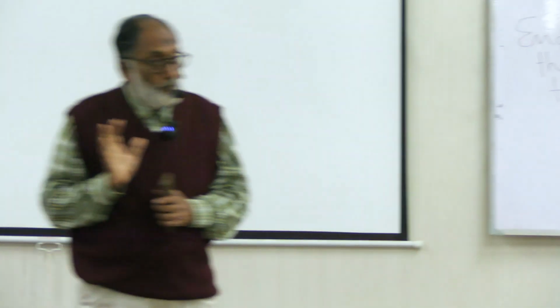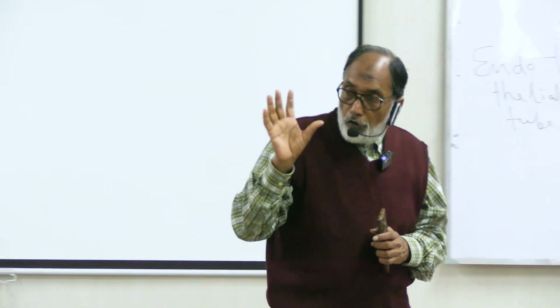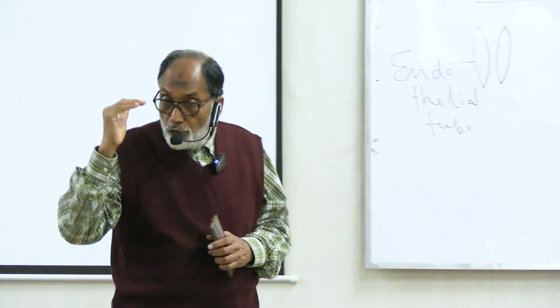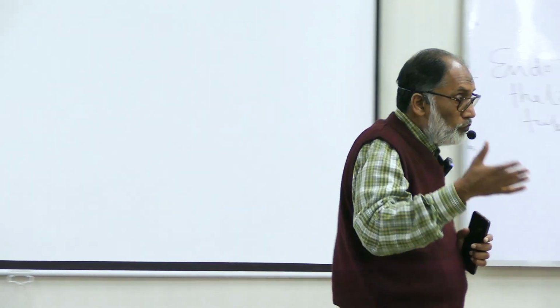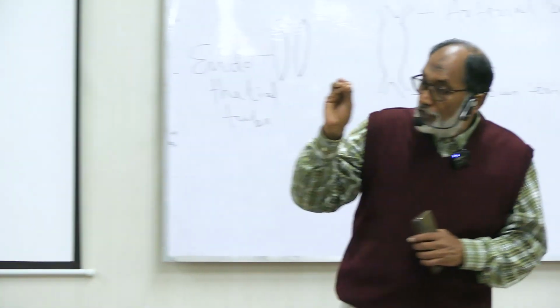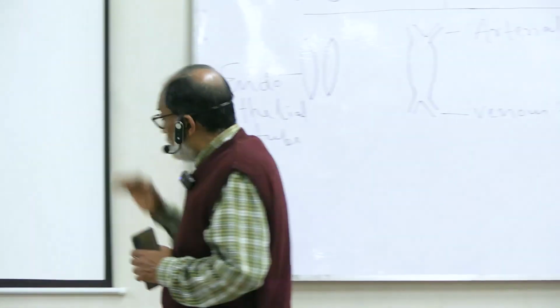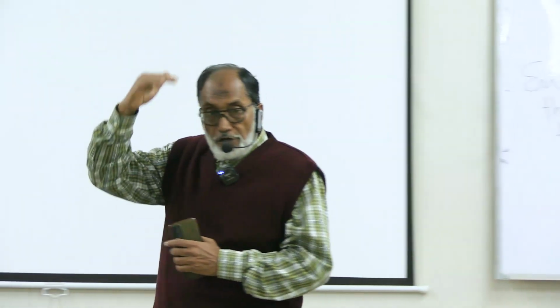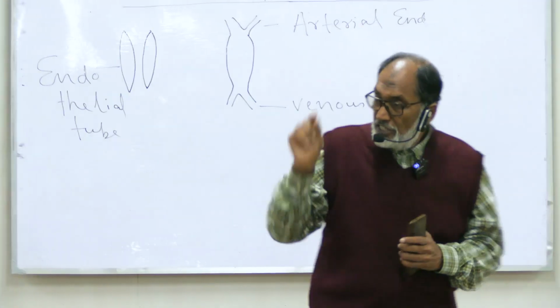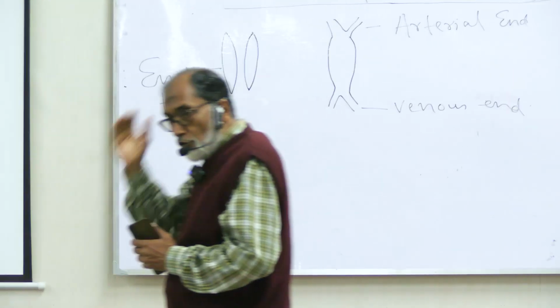Intraembryonic mesoderm. Broadly, after the development of the intraembryonic coelom, the intraembryonic mesoderm divides into two parts: number one, splanchnic mesoderm, and number two, somatopleuric mesoderm. It is the splanchnic mesoderm from where the heart develops.